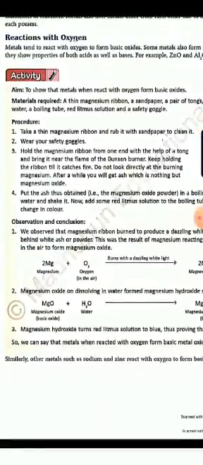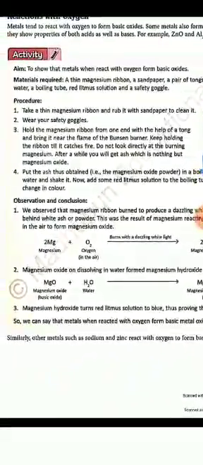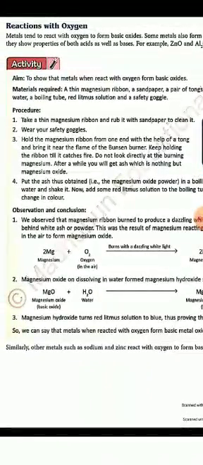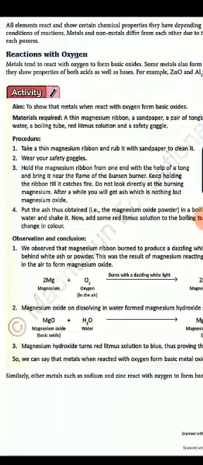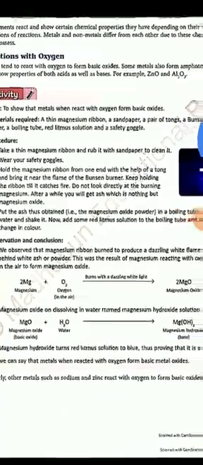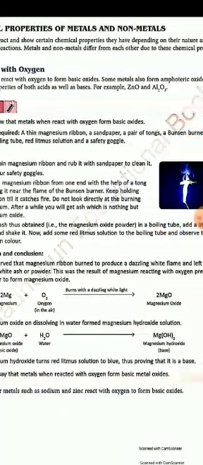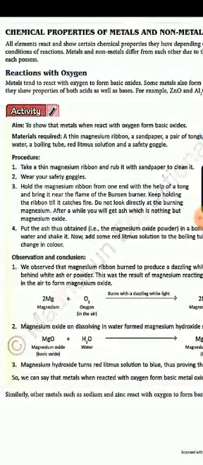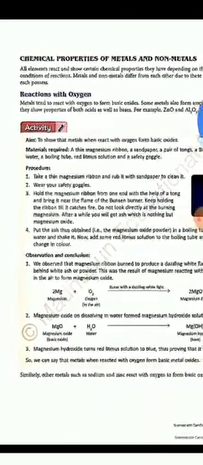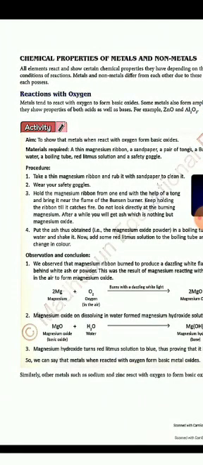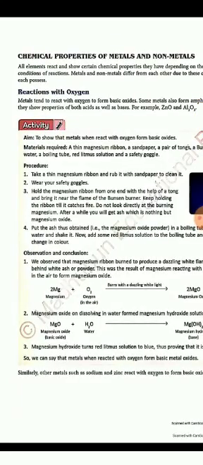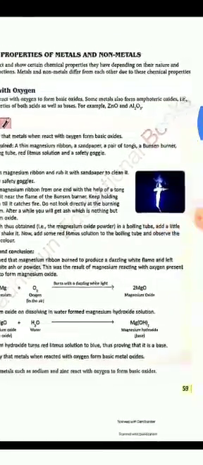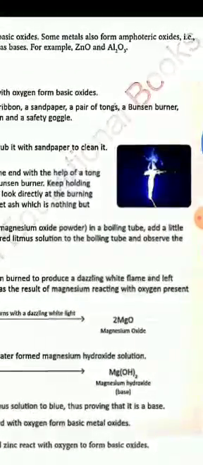One activity is given here to show that when metals react with oxygen, they form basic oxides. Materials required for this are magnesium ribbon, a sandpaper, pair of tongs, Bunsen burner, boiling tube, red litmus solution or red litmus paper, etc. We will take a magnesium ribbon, hold it with a pair of tongs and heat it over a flame.